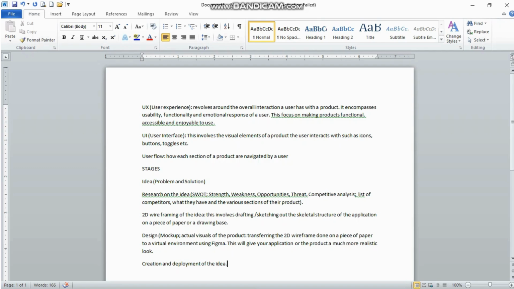Our advice as a designer is that you need a programming skill. You need to learn how to build applications, websites, and web applications. You need to understand two or three programming languages that will help you bring your idea to life after designing. So these are the stages involved.